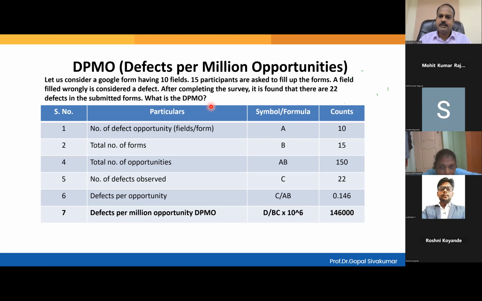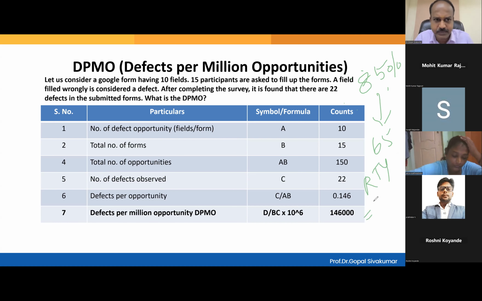Now tell me, there are two stages. First stage, imagine there is a yield of 85%. And in the second stage, there is a yield of, let me say, 65%. Now, what will be your RTY or overall yield?